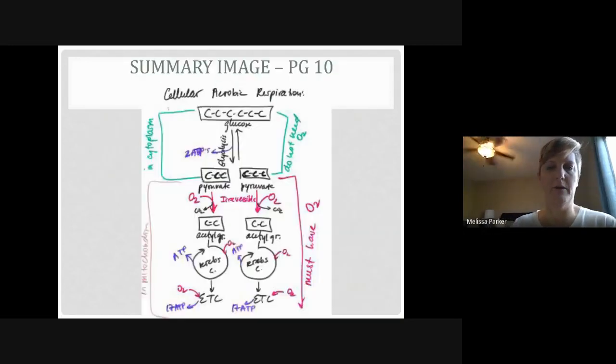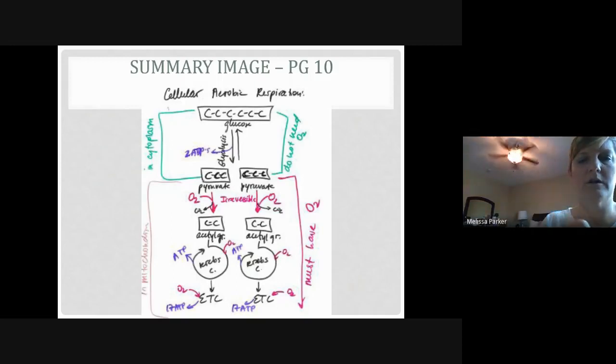So I'm going to break it down for you here, okay? We started with our glucose molecule right here. This is our 6-carbon. We went through glycolysis, right? Glycolysis was to split this in half, and then you ended up with 2 pyruvate. The process of doing that created 2 ATP. So glycolysis makes 2 ATP.